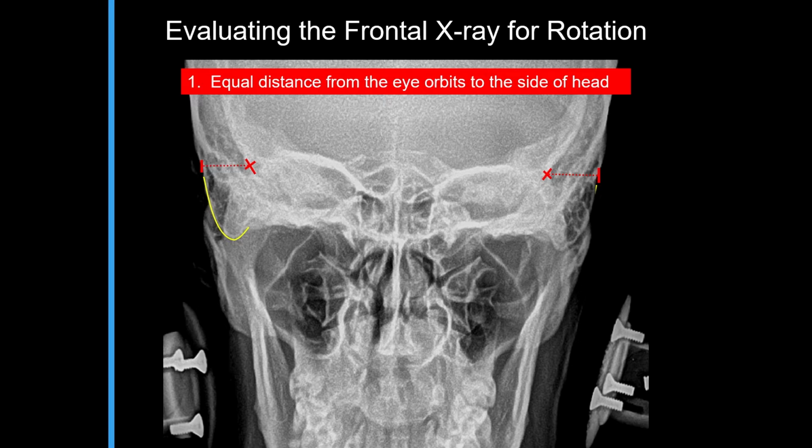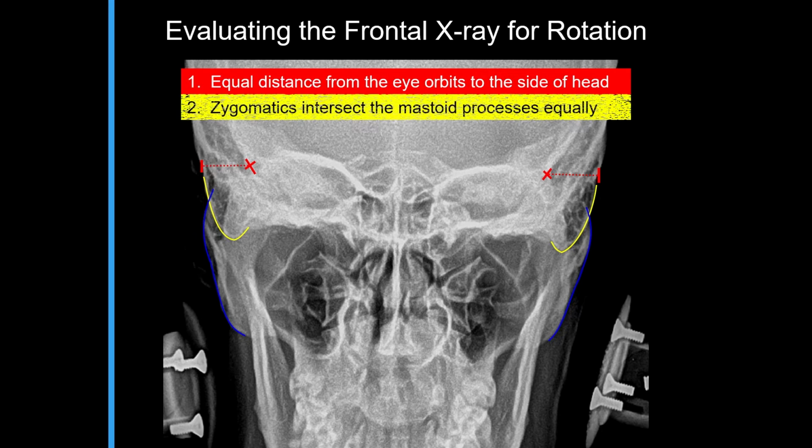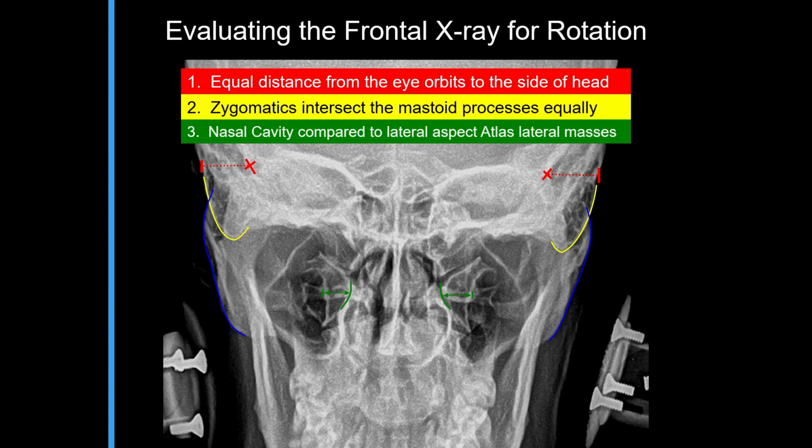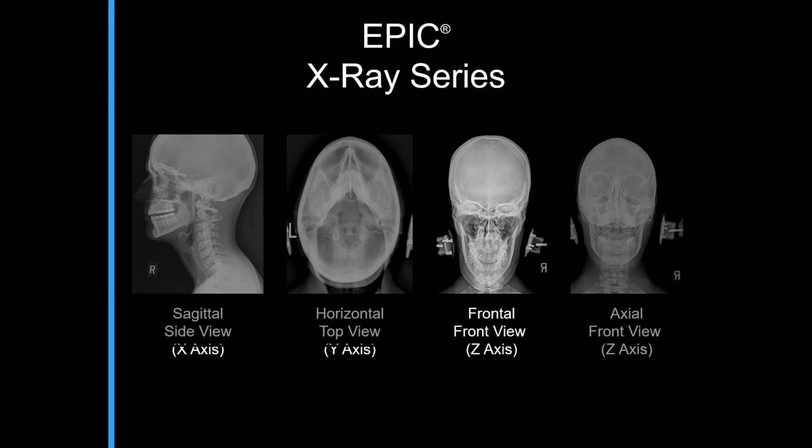The next one is going with the mastoid processes in comparison to the zygomatic arch. So the blue one is the zygomatic arch. You can see how it matches up with the 2 right there. The last one is going to be your nasal bone. So we're going to describe the 2 parts of the nasal bone. It's in green, a little hard to see, but we're comparing that to that lateral mass. All right, now we're going to go ahead and go to the next one, which is the axial.